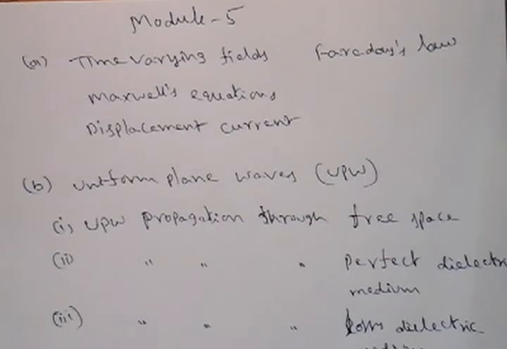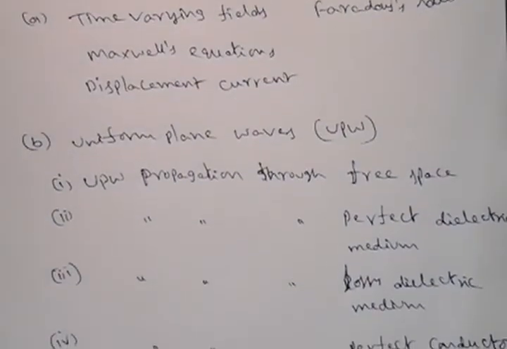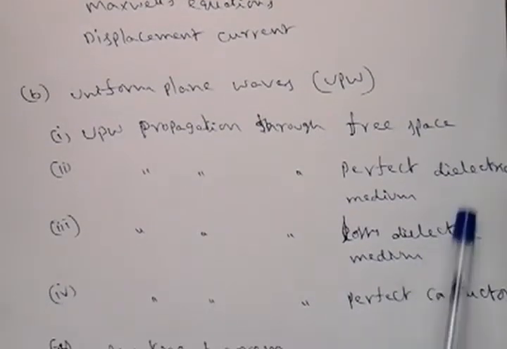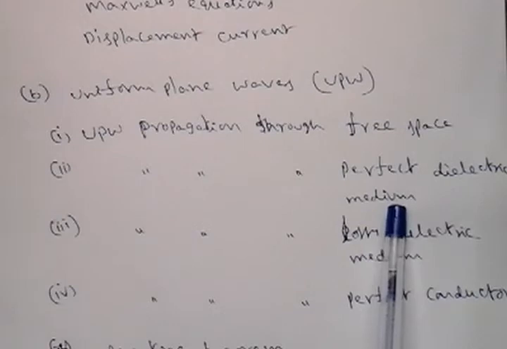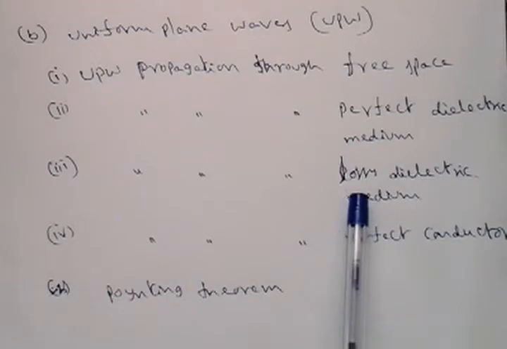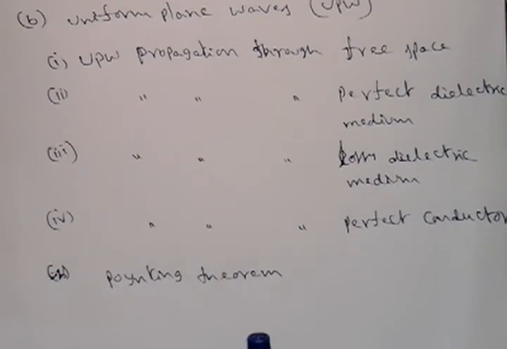When the uniform plane wave is traveling here, it is called propagation through free space. What about the electric field and magnetic field equations? When the same uniform plane wave propagates through a perfect dielectric medium, what are the electric field and magnetic field equations? When the uniform plane wave is propagating through a lossy dielectric medium, it's not a perfect dielectric. If it is not a perfect dielectric, that is called a lossy dielectric medium. What about the electric field and magnetic field equations?